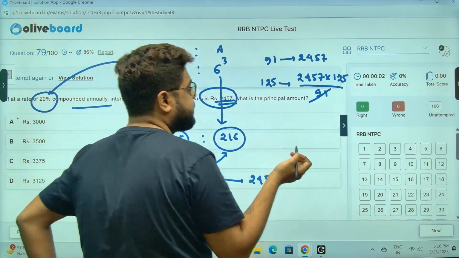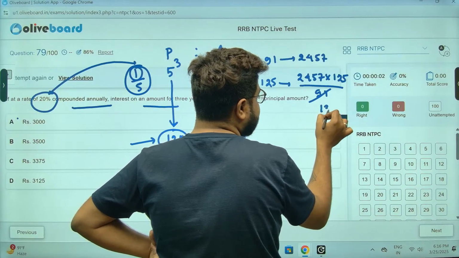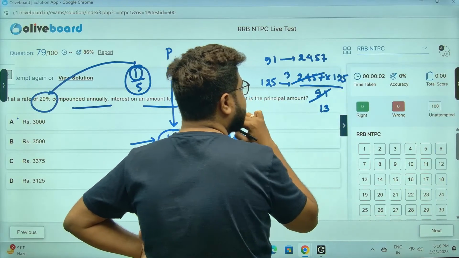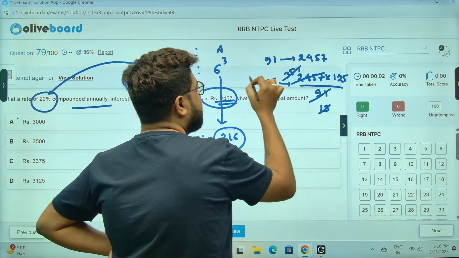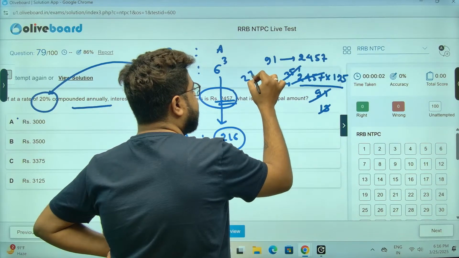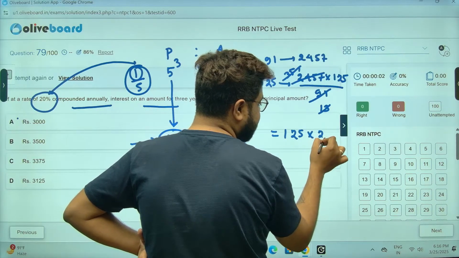Let's simplify 13 and 7 first, sir. 7 7s are 49, 7 3s are 21, 35, 1 13, 2s are 26 and 7s are 19. So the answer is 125 into 27, sir.